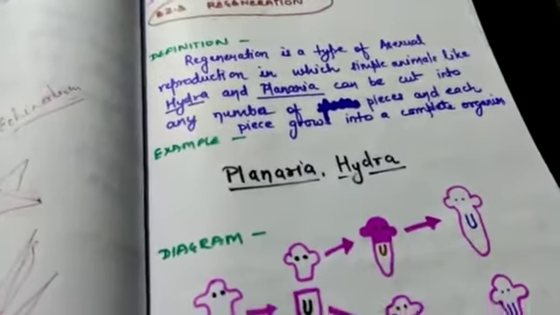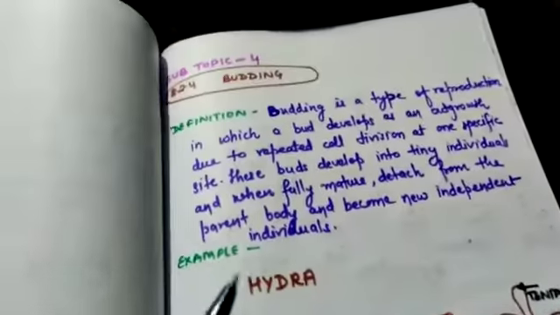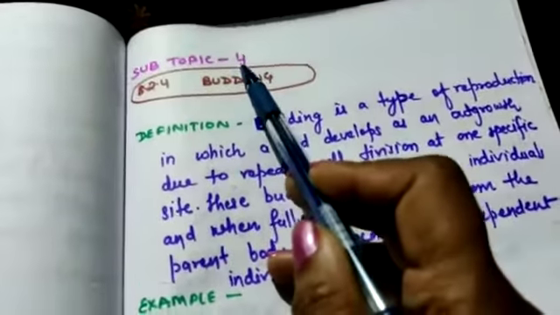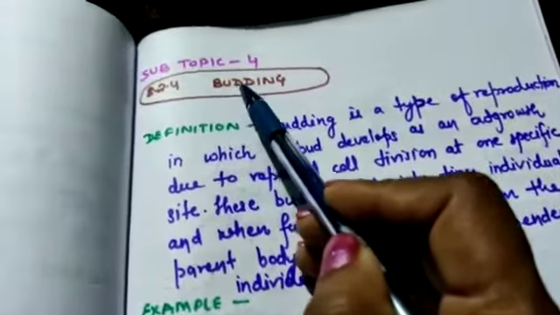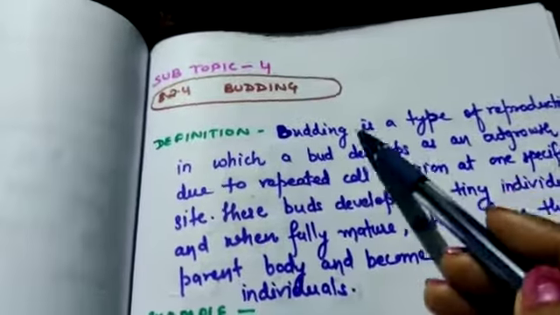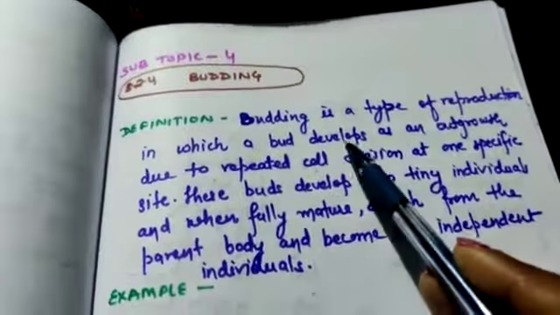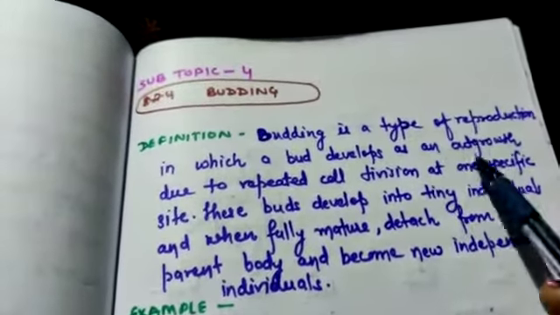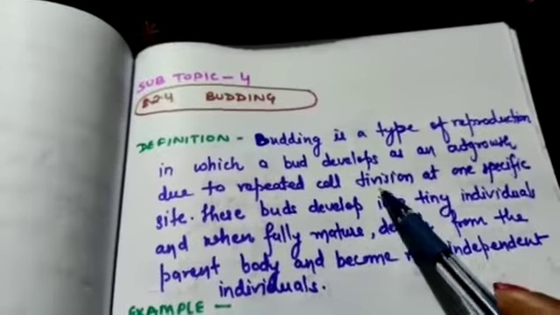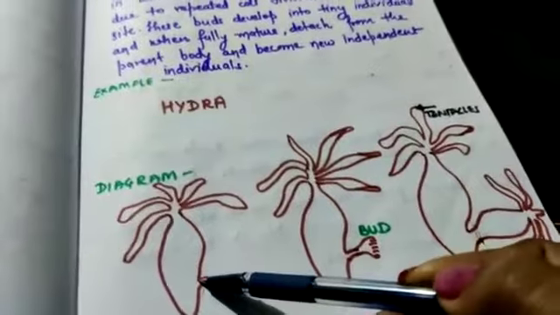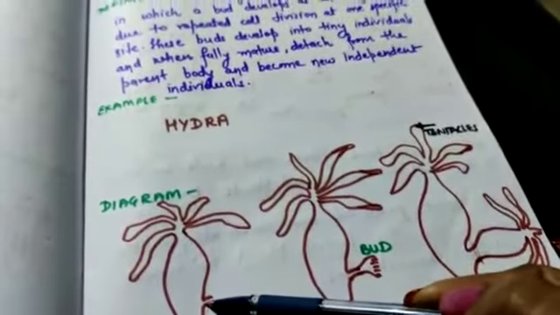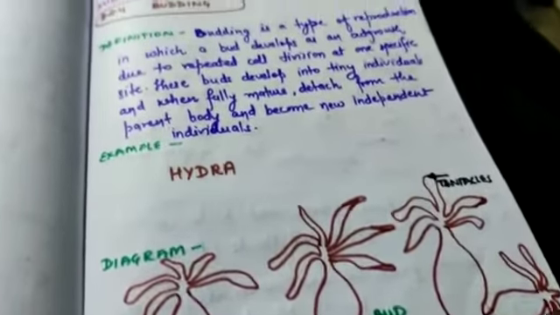Examples are planaria and Hydra. Then next we have subtopic number 4, budding. As the name indicates, here what is involved? A bud. So budding is a type of reproduction in which a bud develops as an outgrowth due to repeated cell division at one specific site. So just look here, the bud is developed at one specific site because of repeated cell division.